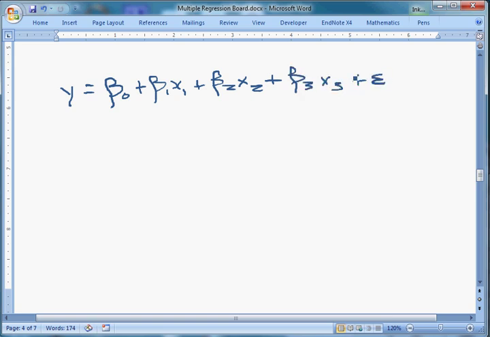So we're estimating a stochastic relationship between y, which is our dependent variable of interest, and these regressors, x1, x2, x3, as well as our error term, right? That's what makes it a stochastic relationship.